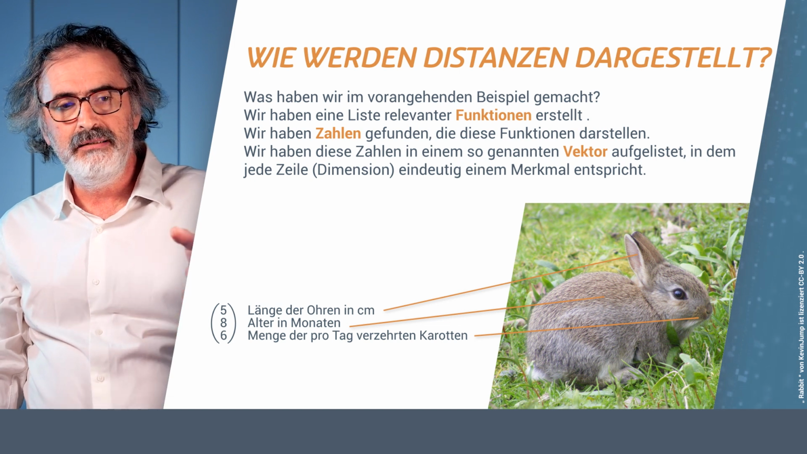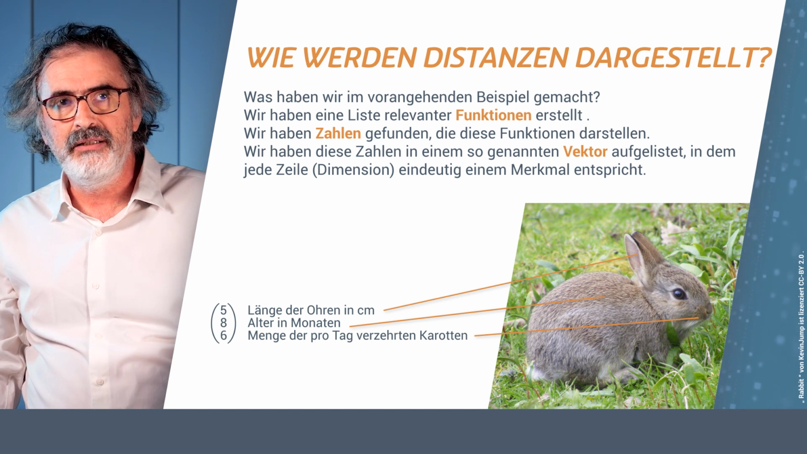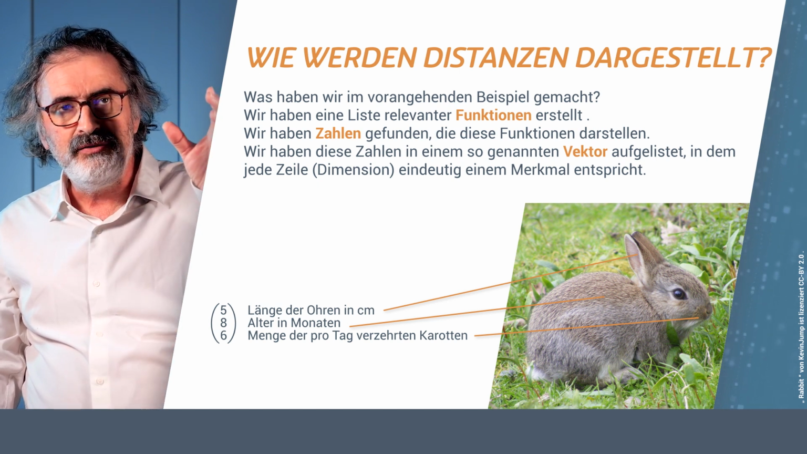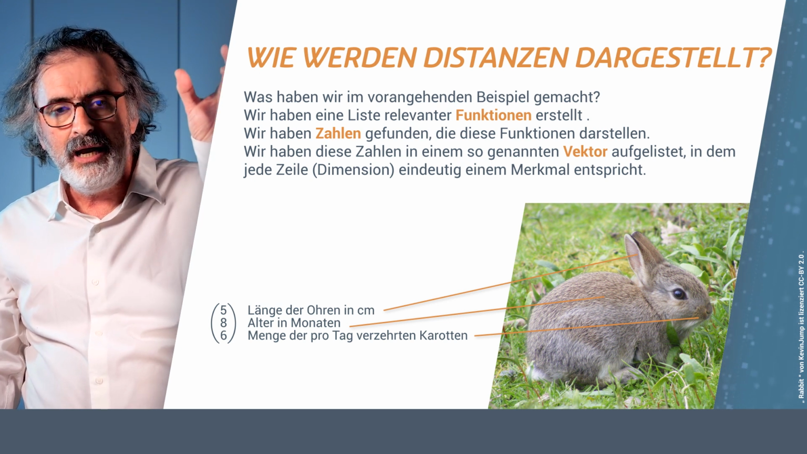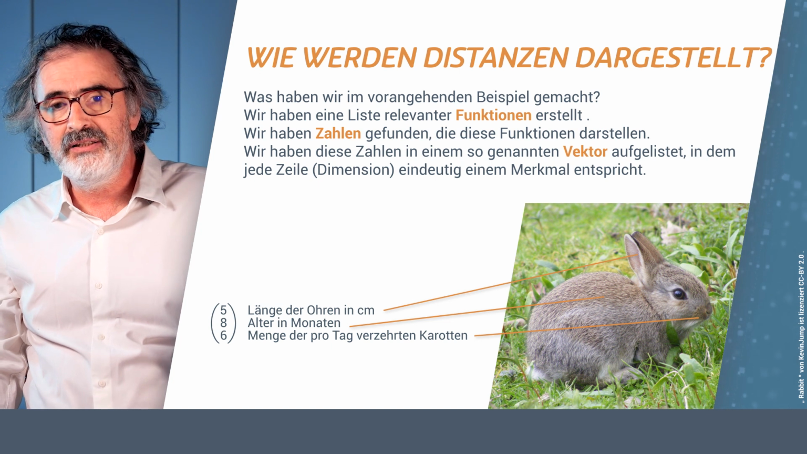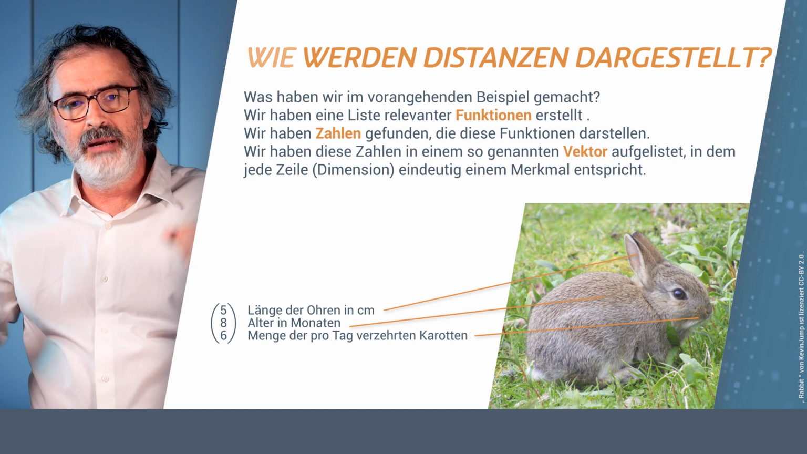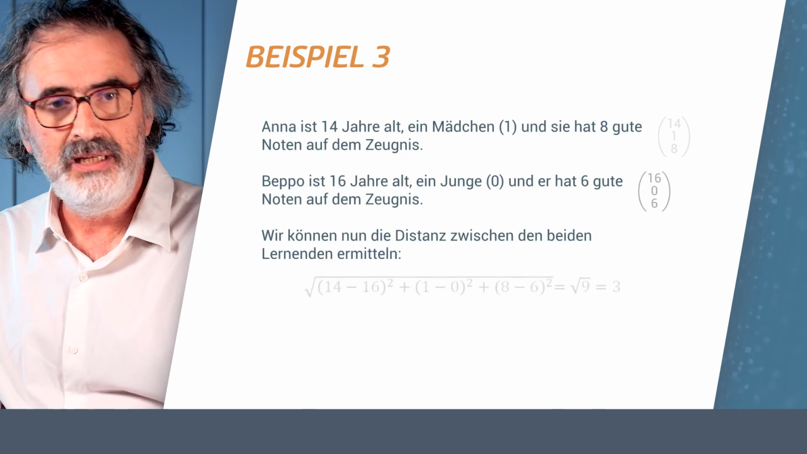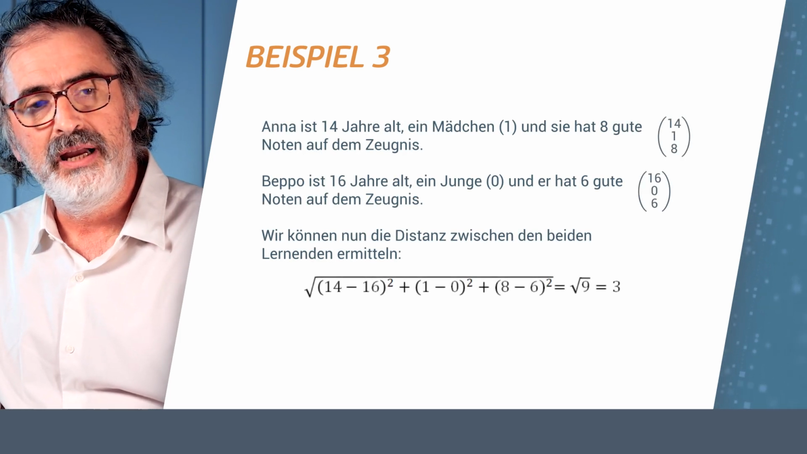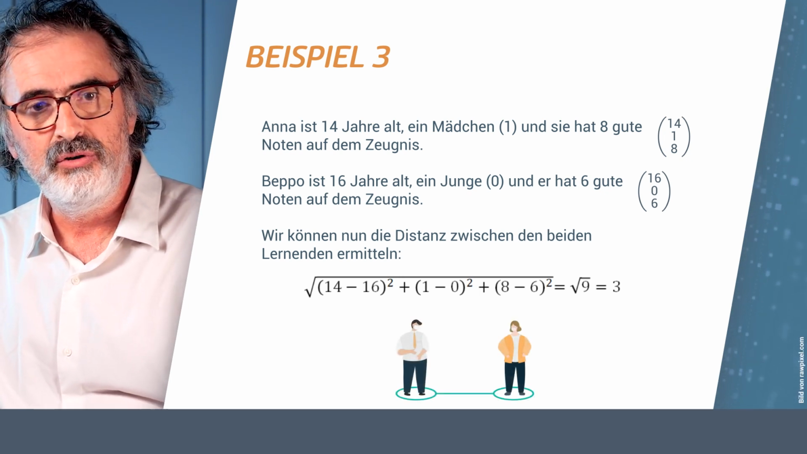And in that case, I can give for each rabbit an associated vector, which is just a set of numbers. For each one of those features, there is one number, and I have this vector which defines, in a way, the rabbit as belonging to a 3-dimensional space. Let's take another example. Anna is a girl. She is aged 14. And she's had 8 good grades. Beppo is a boy. He's aged 16, and he's got 6 good grades.